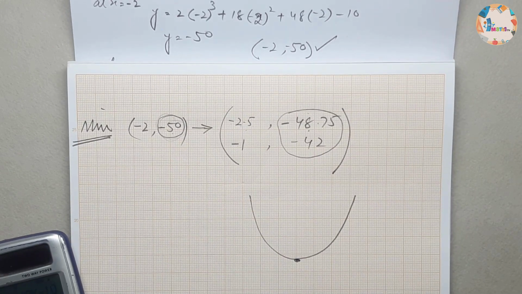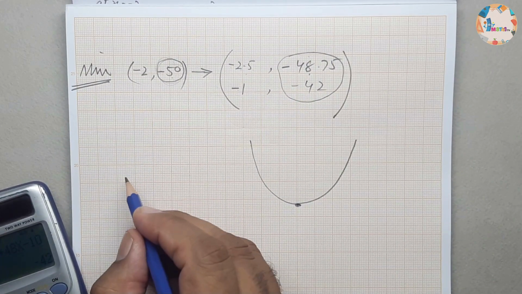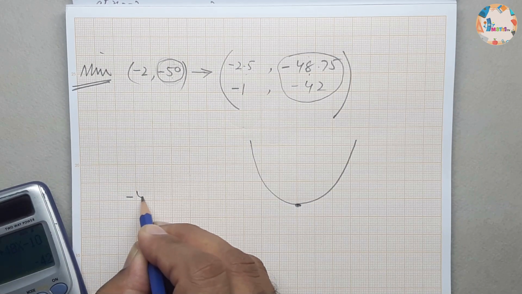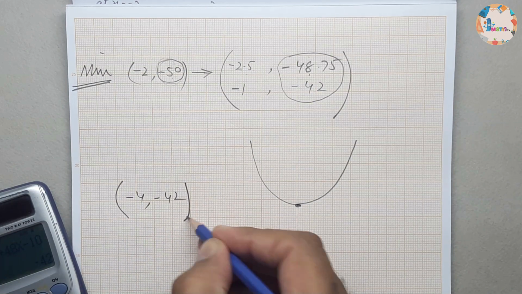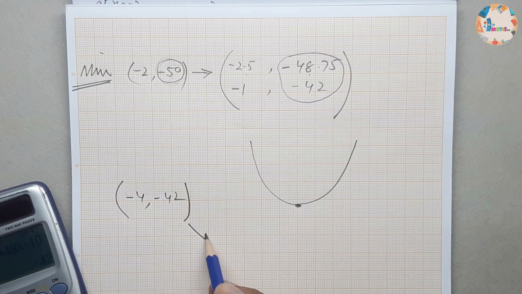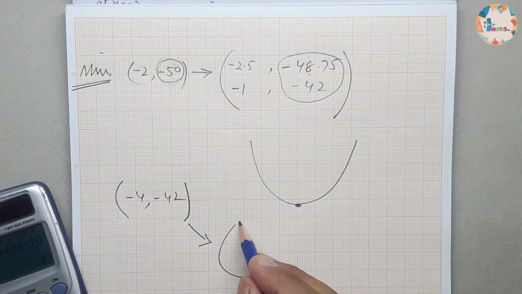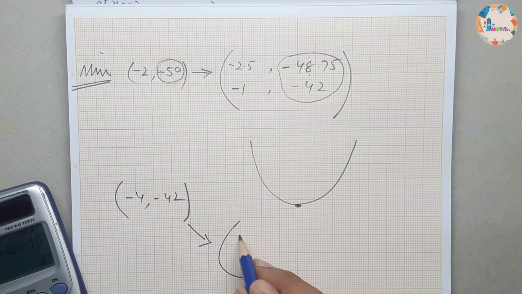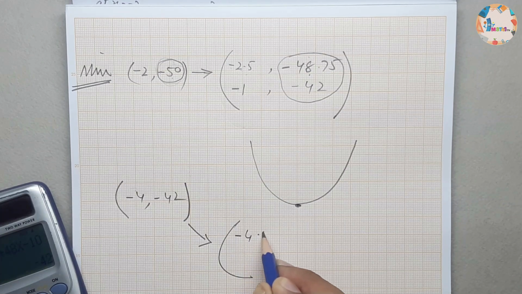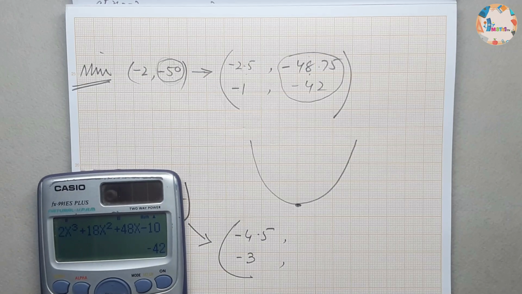Now if we check the second point, our second point is minus 4 and minus 42. This is the second point. Now we can check for the second point. We can take 2 values similarly, one value on the left of minus 4 and one value on the right of minus 4. So one value we can take for minus 4.5, and the other value on the right we can take minus 3. You can take other different values also, but I have taken these values.